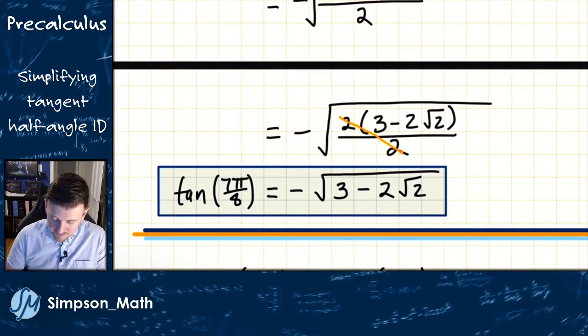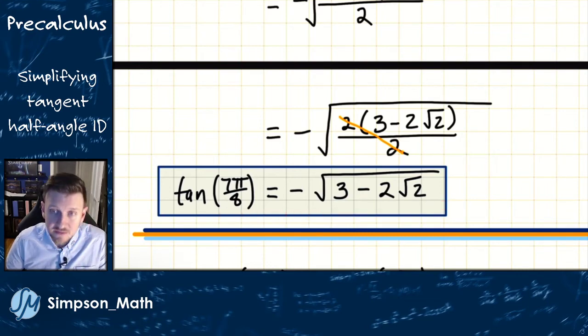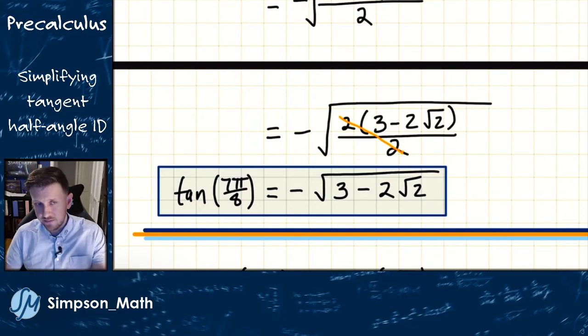So we have tangent of 7 pi eighths is negative square root of 3 minus 2 square root of 2. Negative square root of 3 minus 2 square root of 2. It's a better way to say that.